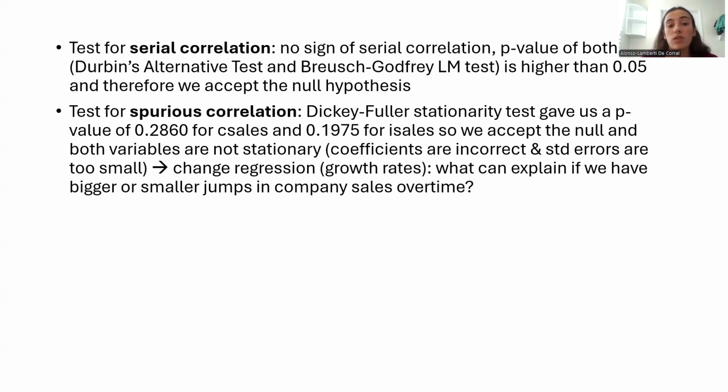So because of this, we have to change our whole regression. Instead of the original values, we will have to use growth rates. So instead of Y, the changes of Y, and instead of X, the changes in X. This means that our whole interpretation of the regression changes and is now what can explain if we have bigger or smaller jumps in company sales over time.